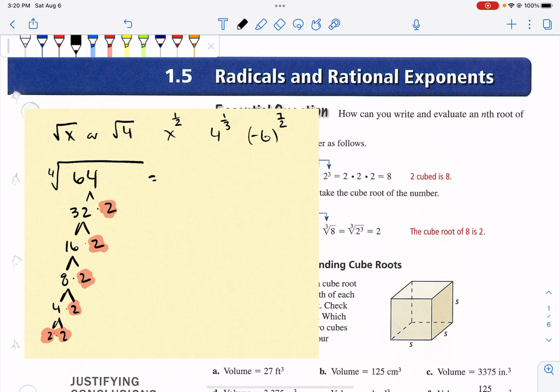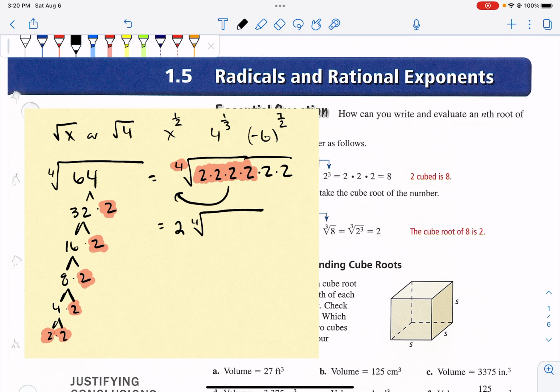So I can rewrite this as the 4th root of 2 times 2 times 2 times 2 times 2 times 2. And what this 4 on the outside means is if I have 4 of the same number on the inside, I can pull those numbers out and move them in front. And when I do, it becomes a 2. I pull out all 4, but when I pull them out, they turn into 1. And I'm still left over with a 2 times 2 on the inside, which simplifies to 2 times the 4th root of 4. It assumes that you remember that, okay?